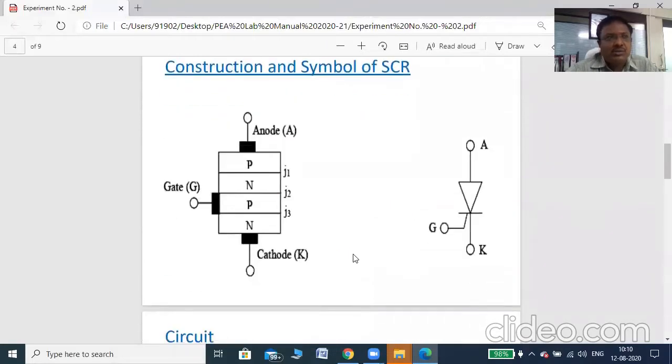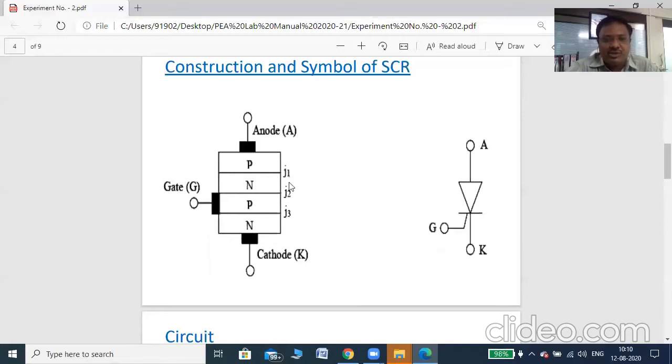Now, construction and symbol of SCR. The construction of an SCR has four PN layers: P, N, P, N. The outer P and N layers are heavily doped, and the middle P and N layers are lightly doped. The gate is connected to the middle P layer, which is lightly doped. The area of all four layers is the same, but the doping levels are different.